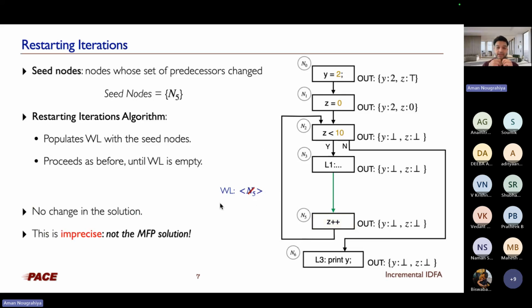So now this is actually a correct fixed point solution, but it is not precise, right? Correct means nothing will go wrong here. It still conforms to all the equations that we have for the data flow analysis. We will see that there is no change in the solution in this example, but the solution is imprecise. It is correct but imprecise, sound but imprecise.